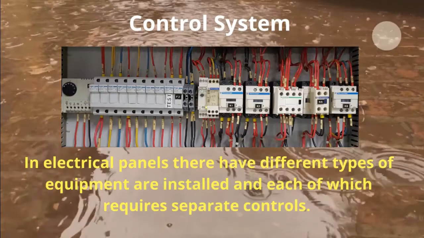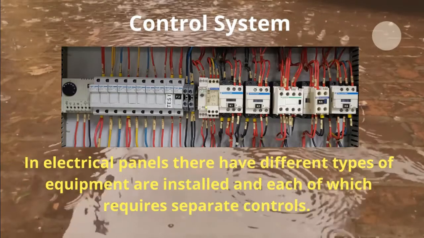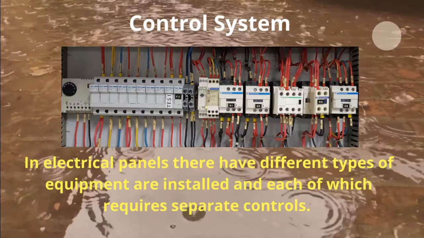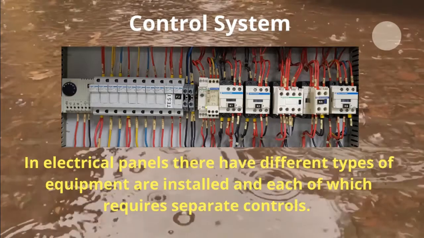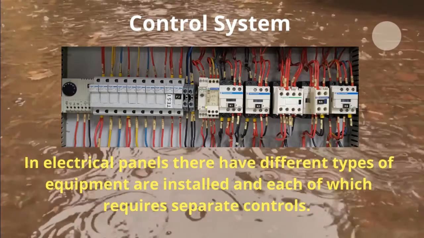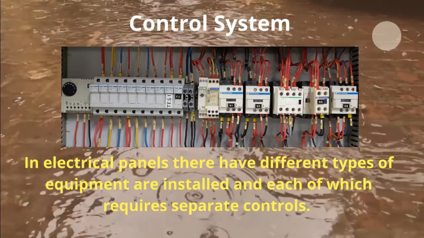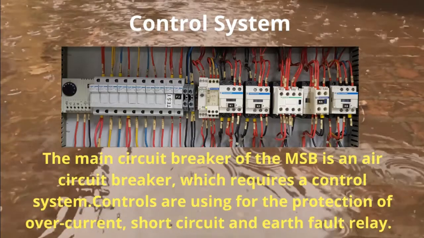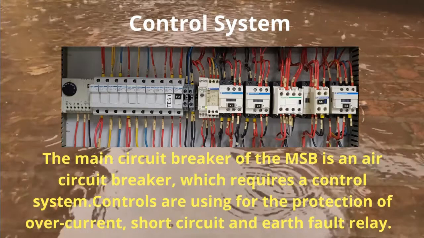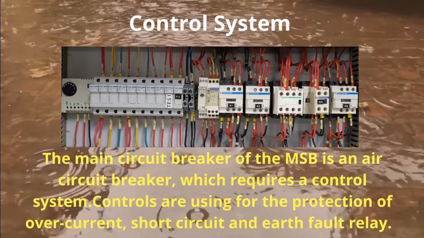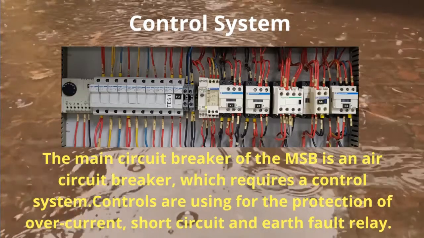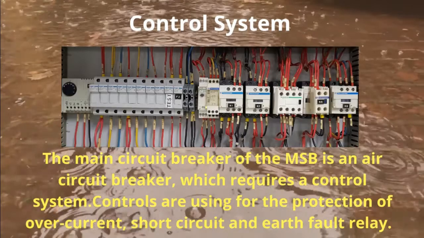In electrical panels, different types of equipment are installed, each of which requires separate controls. The main circuit breaker of the MSB is an air circuit breaker, which requires a control system. Controls are used for the protection of overcurrent, short circuit and earth fault relay.